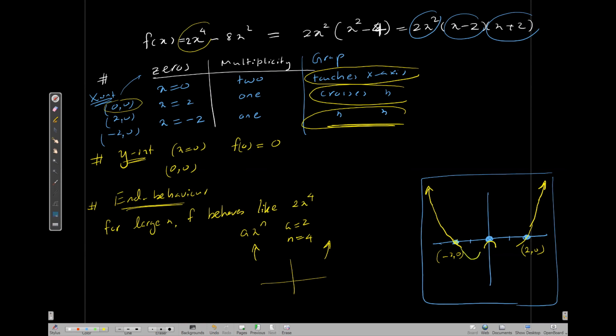So somehow you just need to make them connected. So some kind of shape like this. That is our graph.